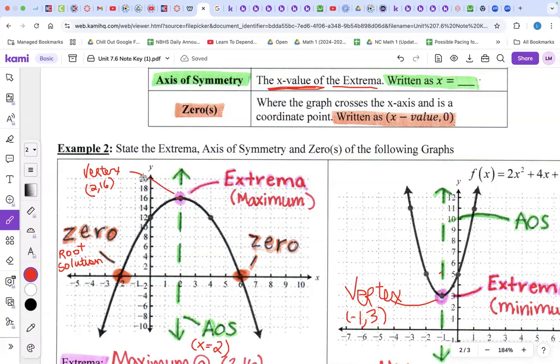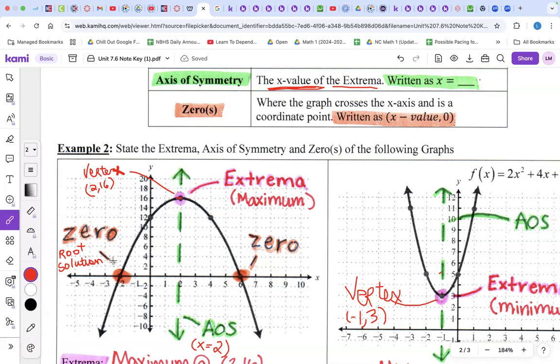But I also need you to put the line, and I need you to write vertex. And next to vertex, I need you to put the coordinates, 2, 16. That tells us exactly what that point is. Vertex, extrema, same thing, except extrema uses maximum or minimum, and vertex uses your coordinates. So circle, highlight that.